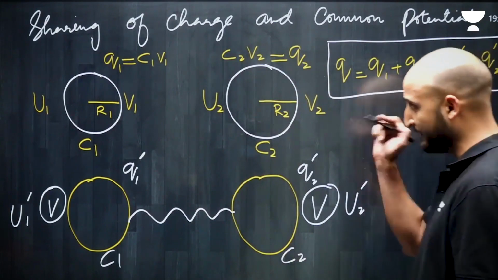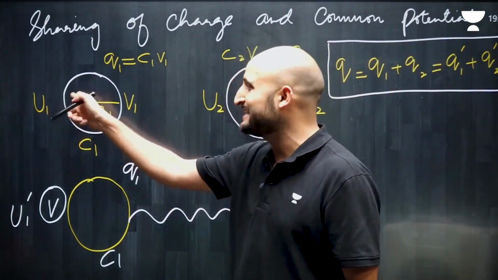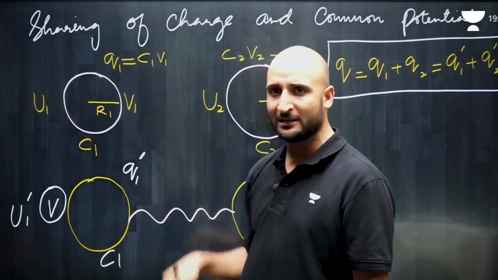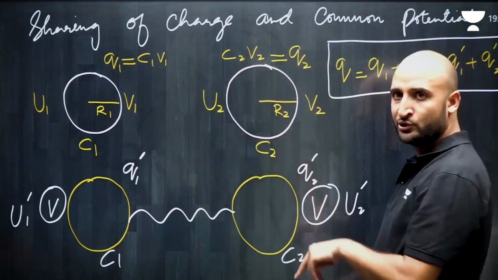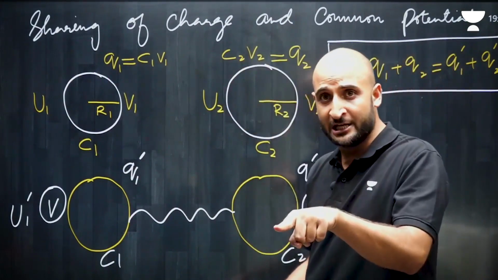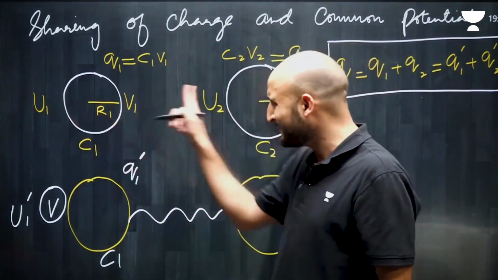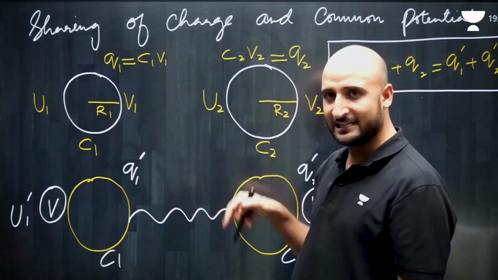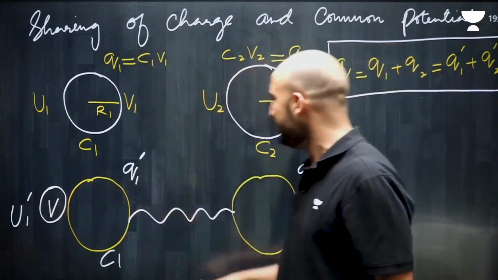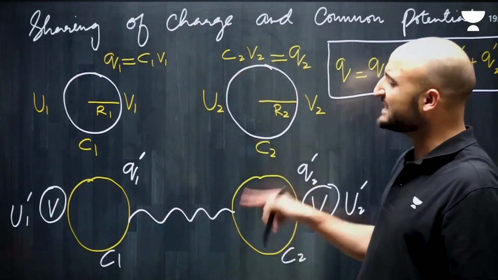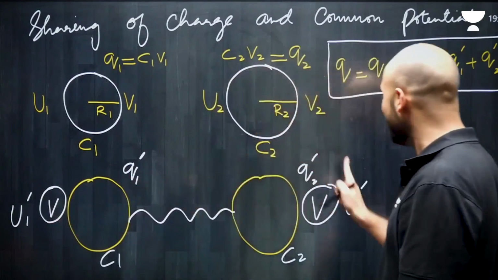Have a look here. Now look, what was the total energy stored by this conductor initially before connecting? That's U1. What was the total initial energy stored by this conductor? That's U2. What was the total initial energy stored by both? That's U1 plus U2. Now after you connect them, the energy stored by both the conductors will change. It's U1 prime and U2 prime. Then the final total energy stored by both the conductors is U1 prime plus U2 prime.